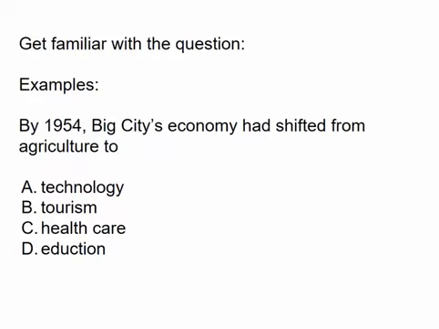Now they look something like this for IELTS questions. You're going to have an incomplete sentence in this case. Okay, by 1954, big cities' economy had shifted from agriculture to, and then very often there is one word or a phrase or even a longer part of a sentence that you need to use to complete, to find the best answer to finish the sentence or answer the question.